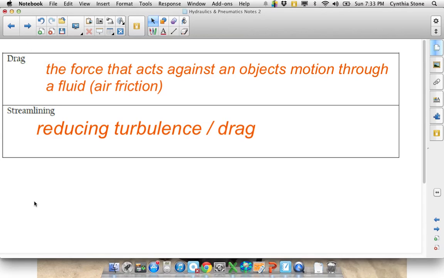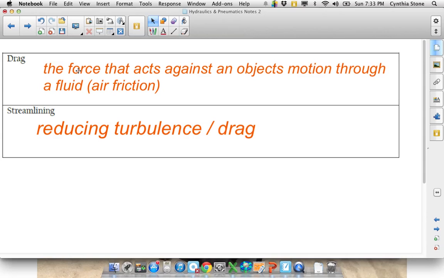Okay, a couple more terms you need to know. The force drag, you've probably heard that before. It's just another way of saying air friction. Obviously the objective of streamlining is to reduce turbulence, because drag is friction, and usually you don't want that. Friction means you're turning energy from some sort of kinetic, useful energy into heat.